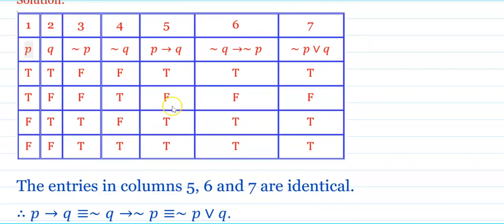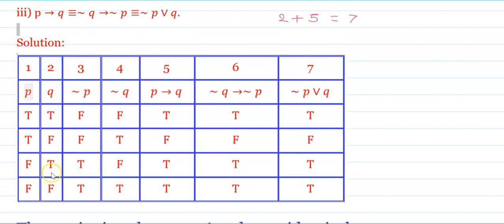Okay, now first is P: double T, double F. Q is TF, TF. In this way, first find out the negation of P and negation of Q. The negation of T is F, negation of T is F, negation of F is T, negation of F is T. Negation of Q: negation of T is F, negation of F is T, negation of T is F, negation of F is T.